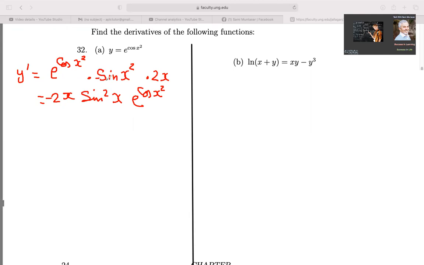And the derivative of cos is negative sine, so it's going to be a negative sine x squared. And then you have to go to the x squared and take the derivative of that, and that gives you 2x. So now we move on to this, and this one here is not as simple as this.